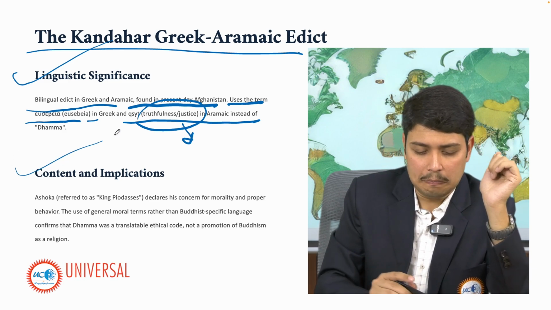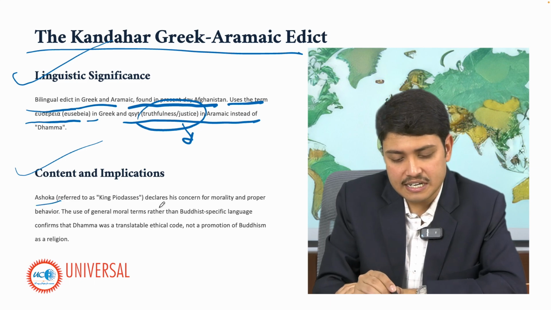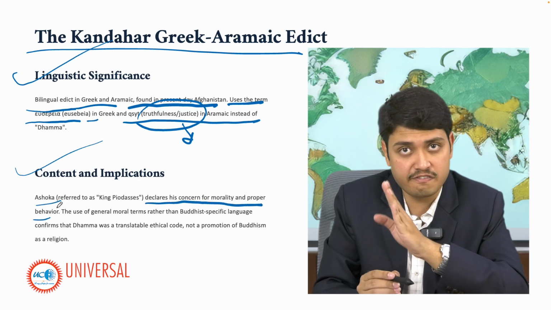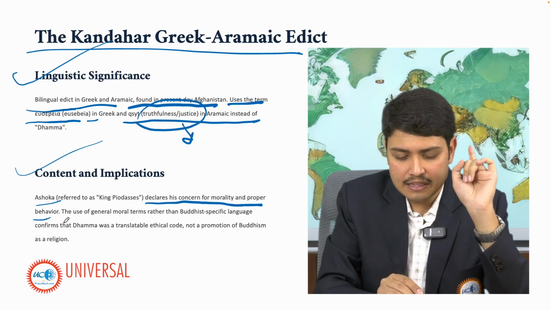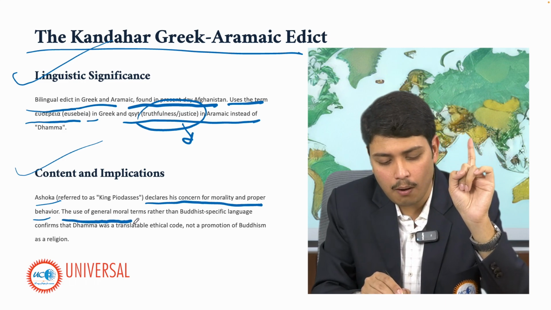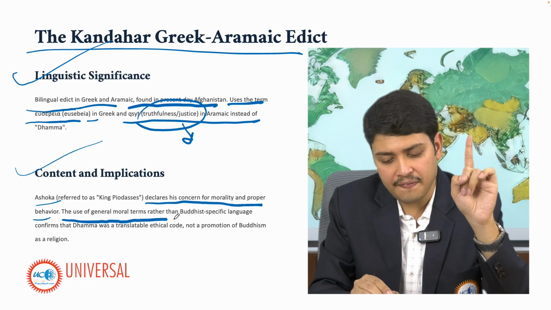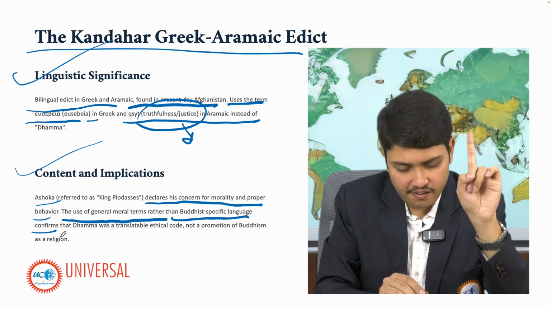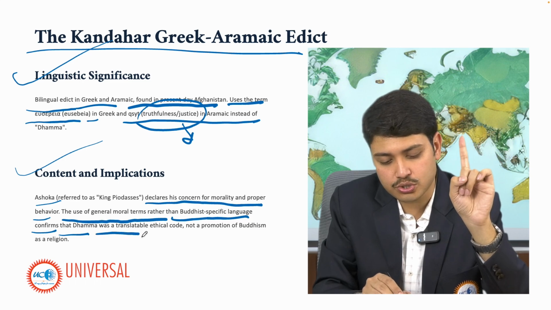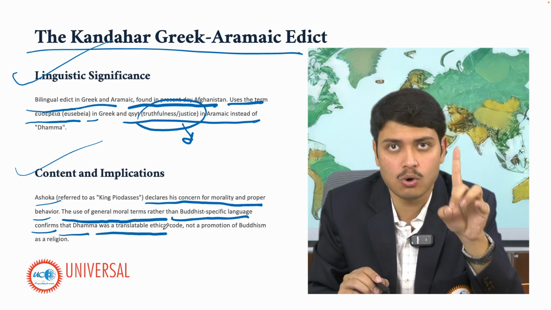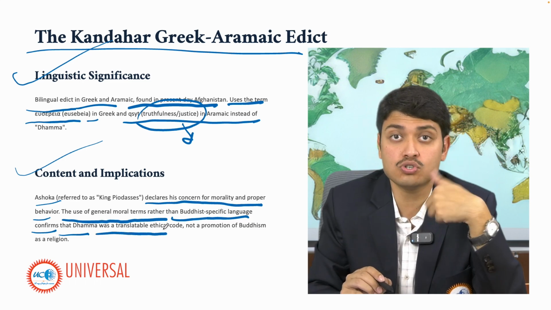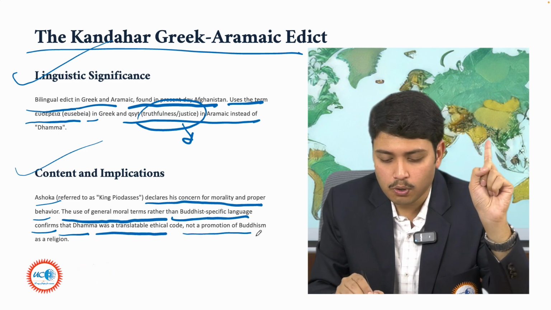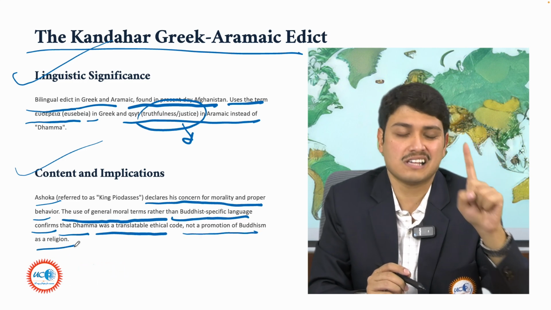Now, content and implication. Ashoka declares his concern for morality and proper behavior. The use of general moral terms rather than Buddhist specific language confirms that Dhamma was a translatable ethical code that talks about moral corrections, not a promotion of Buddhism as religion.